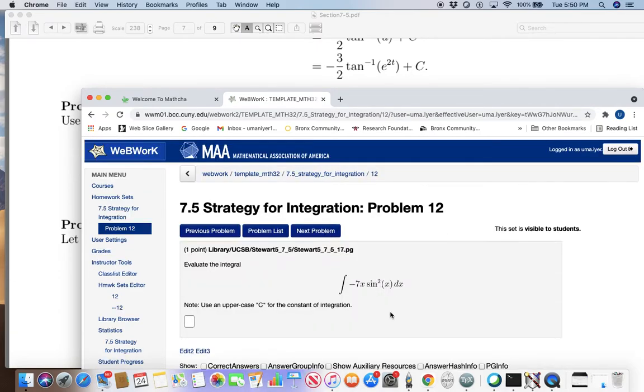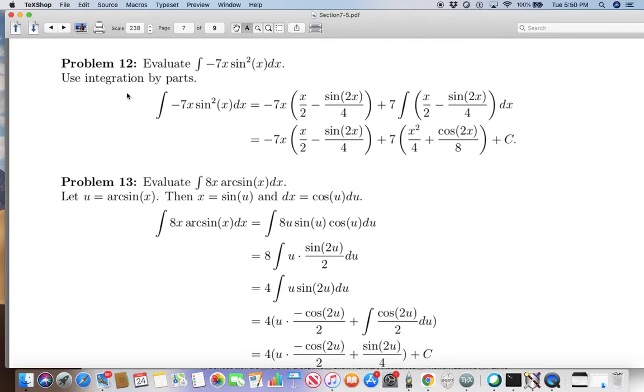Good. Next problem. Integral of negative sine 7x sine squared x dx. We need to use integration by parts. So I'm keeping this the first factor. Integral of sine squared, use double angle formula to obtain x over 2 minus sine 2x over 4. Okay. Then plus 7 times integral, derivative of x is 1, so there's nothing.